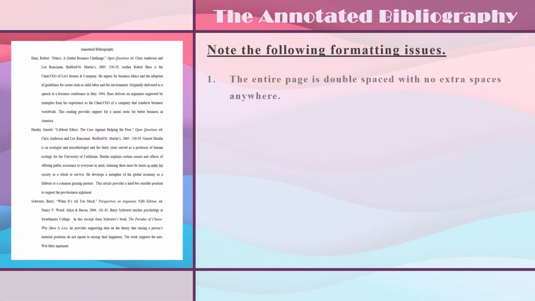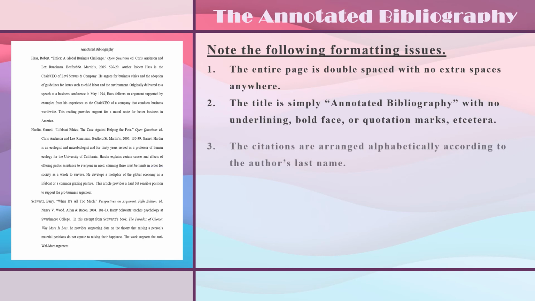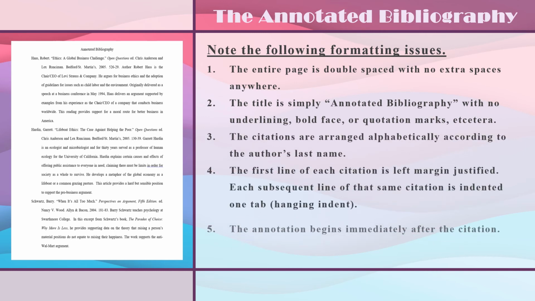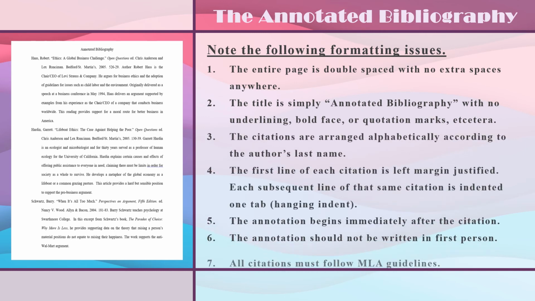Let's look at how your annotated bibliography should be formatted. The entire page should be double-spaced with no extra spaces between citations. The title is simply Annotated Bibliography with no underlining, boldface, italics, quotation marks, etc. The citations are arranged alphabetically according to the author's last name. The first line of each citation should be left margin justified. Each line after that should be indented, known as a hanging indent.